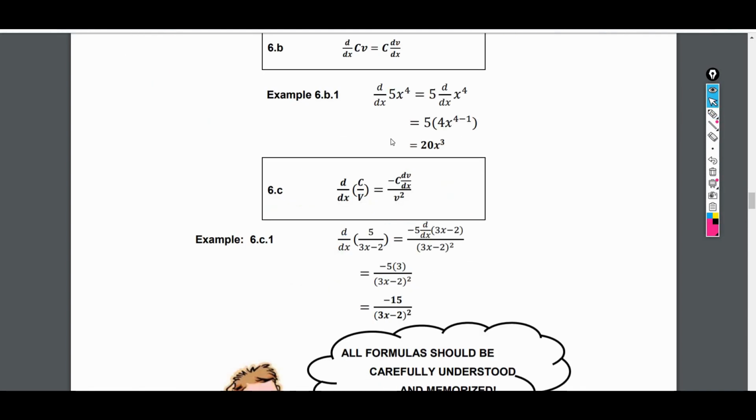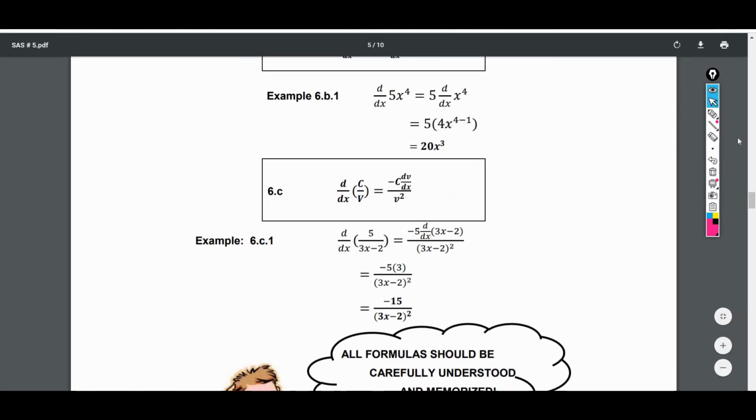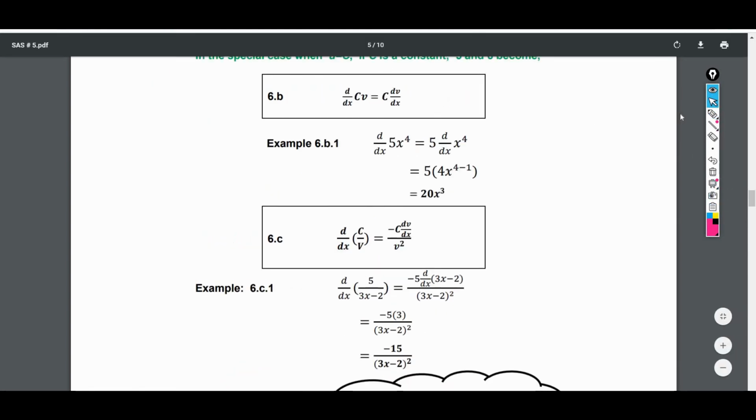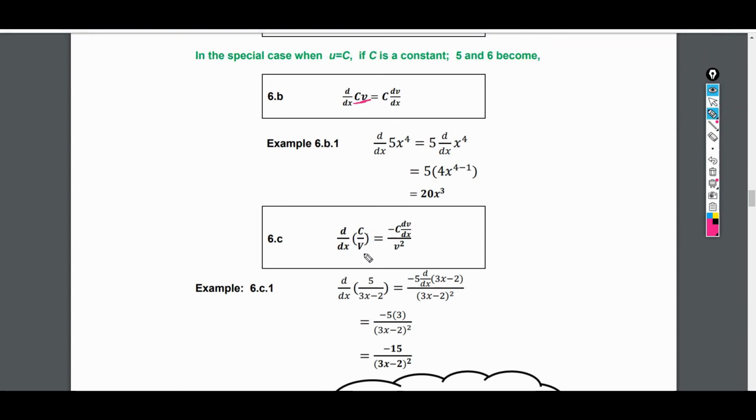Okay, paano naman kapag hindi siya multiplication? Sa taas kasi kanina, c times v. Ito, c times v. What if naging c over v? Anong gagawin natin? So ang gagawin lang natin dyan, sa numerator natin, we will have negative c or yung negative constant natin times yung derivative naman ng denominator. Okay, over yung denominator squared.